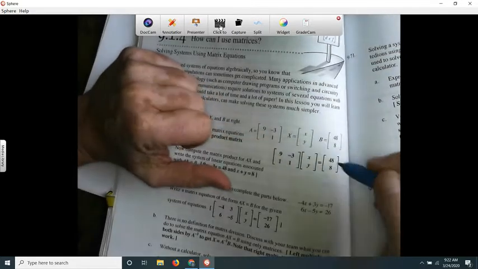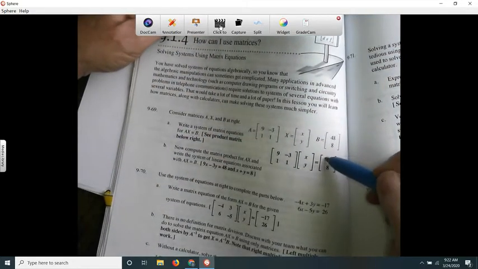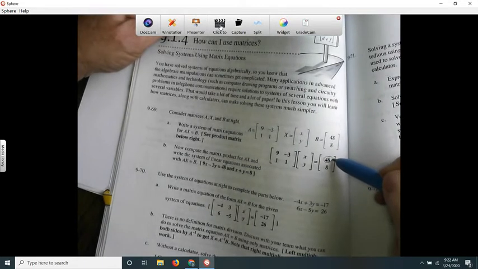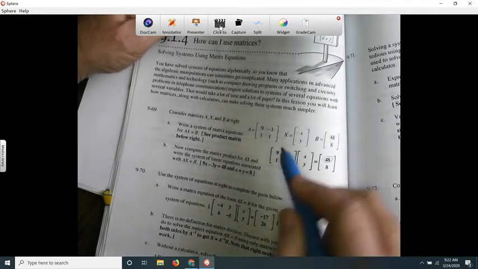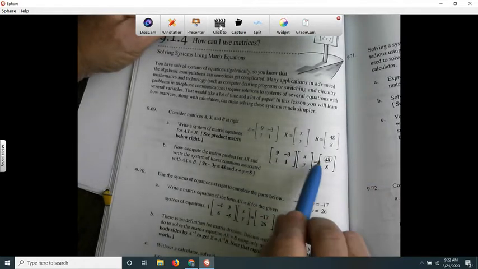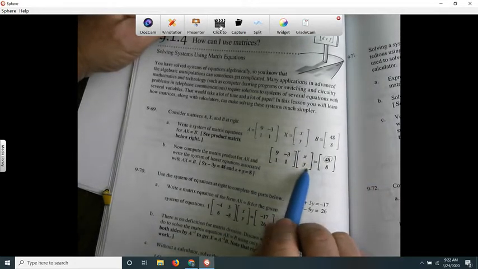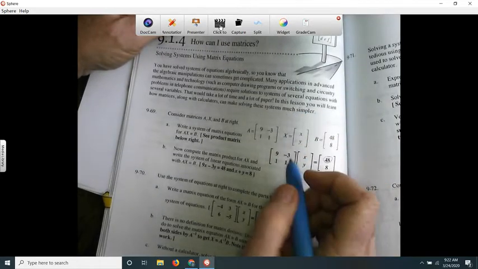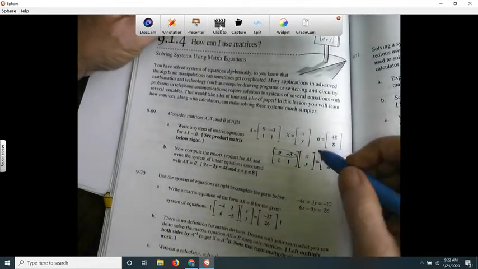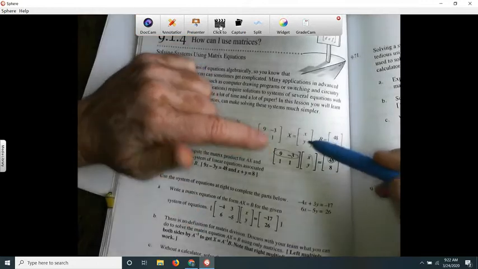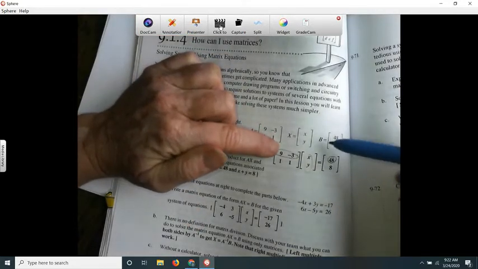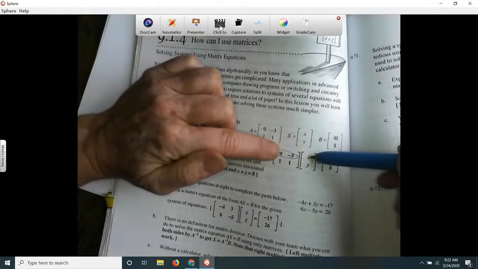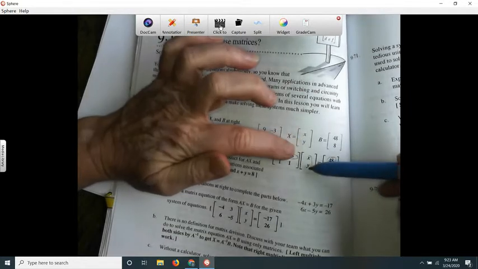Remember, we're trying to find this number, and this is in row 1, column 1. And this first one is my row matrix, and this is my column matrix. I hope you remember this from before break. 9 times X, and then you go negative 3 times Y, and that's equal to 48.